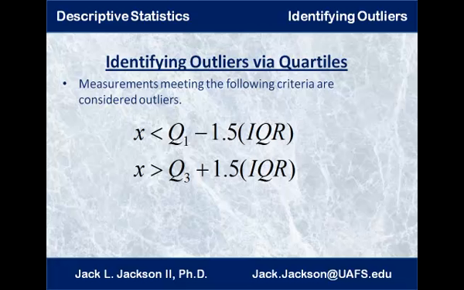Remember, the interquartile range is that distance from Q1 to Q3. Figure out the size of that box, that middle half of the data in the box and whiskers plot. Figure out how long that is, multiply that by 1.5, and go out beyond above the third quartile and below the first quartile. If anything's outside of that, that's considered an outlier.